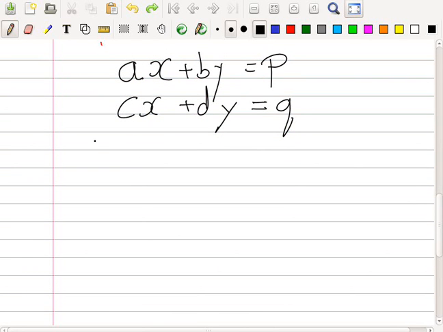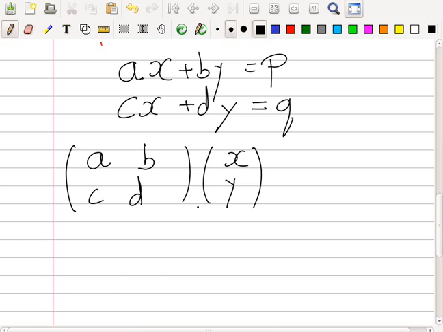The matrix method. Okay? So how does it work? What you do is you can rewrite this as the matrix A, B, C, D multiplied by x, y equals p, q. Now that's actually exactly the same thing. What's A multiply X? AX. B multiply Y? BY. C multiply X? CX, and D multiply Y, DY. So in fact, these 2 lines are the same as this line.